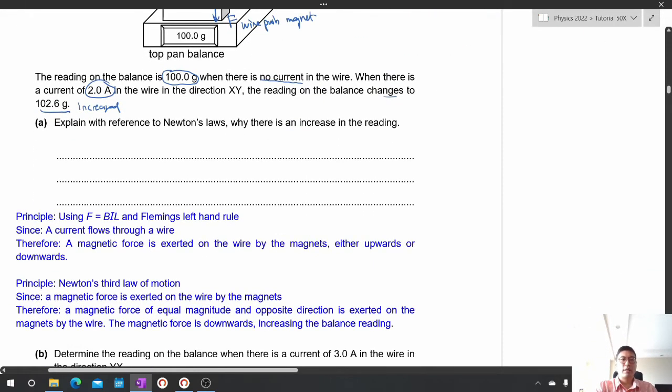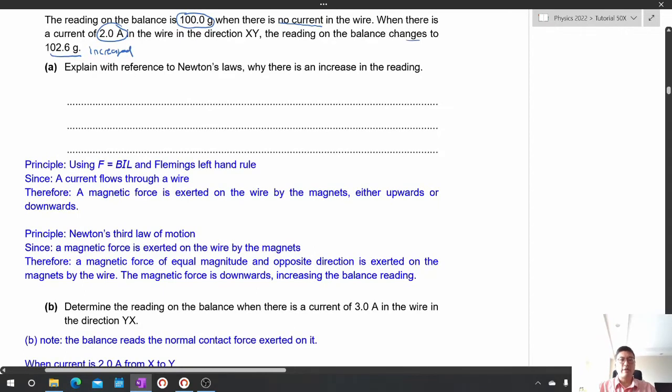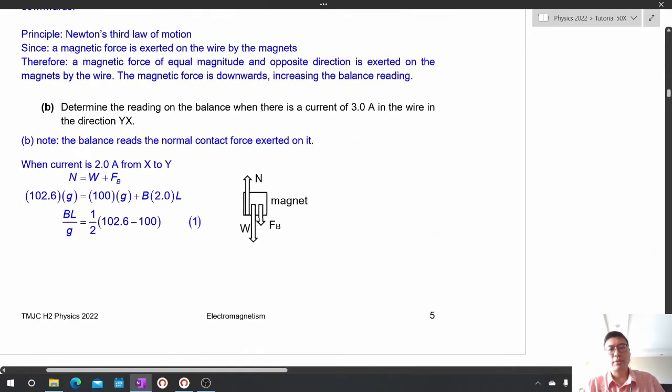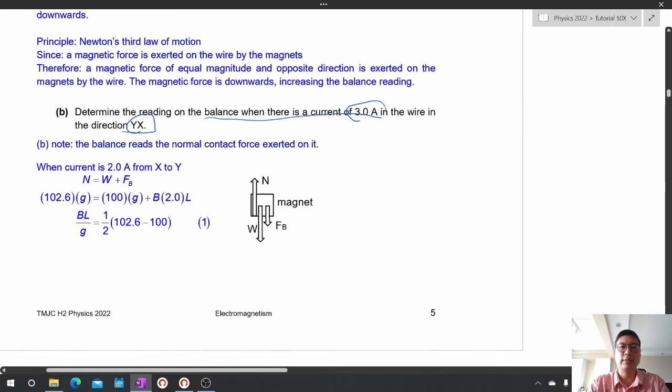A current flows through a wire, therefore a magnetic force is exerted on the wire. So the magnetic force of equal and opposite direction is exerted on the magnet downwards, increasing the balance reading. Now let's take a look at how to work out the reading on the balance when a current of 3 amps flows in the direction YX.